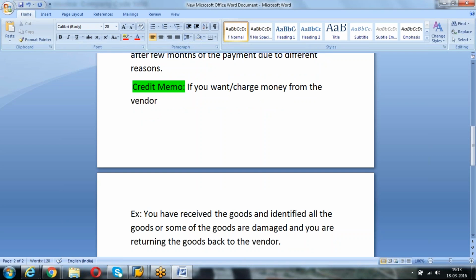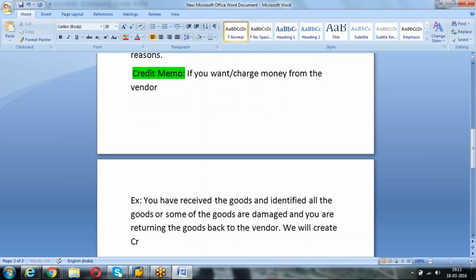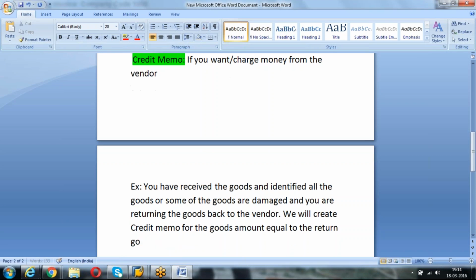In those circumstances, we will create a credit memo for the goods amount which is equal to the return goods. Okay. For example, you have received 100 quantity of goods and 20 quantity you are returning to the vendor. We have already done the invoice verification. At that time, for the 20 goods, we do the credit memo. That amount will be coming to our bank account.